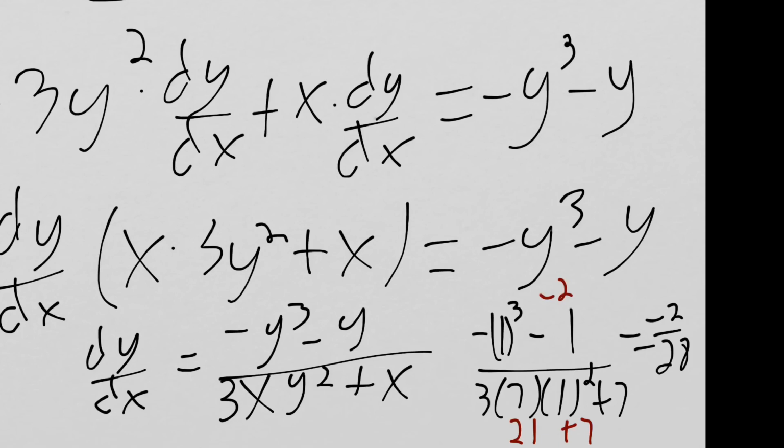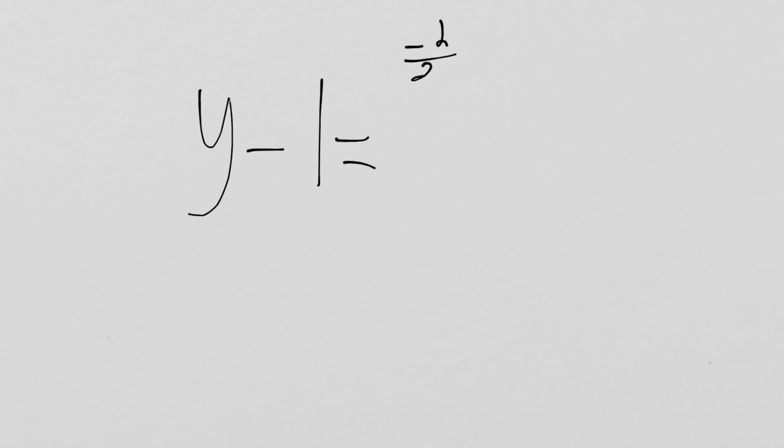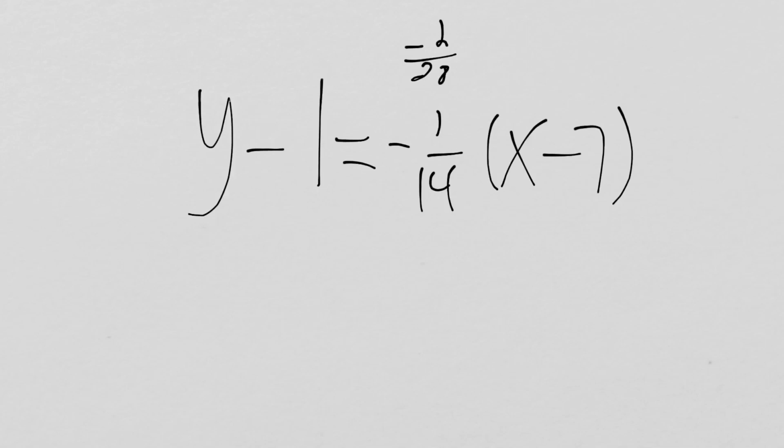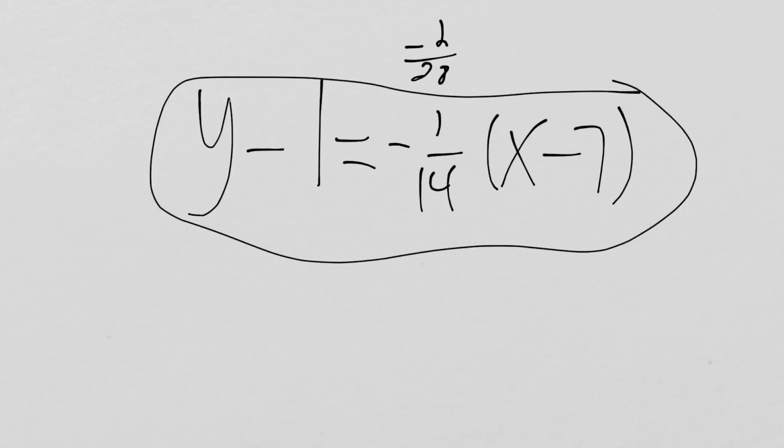So now when we write our tangent line, it's going to be y minus 1 equals, okay, again, we got negative 2 over 28, which simplifies to negative 1 over 14 times x minus 7. And then that is our final tangent line.